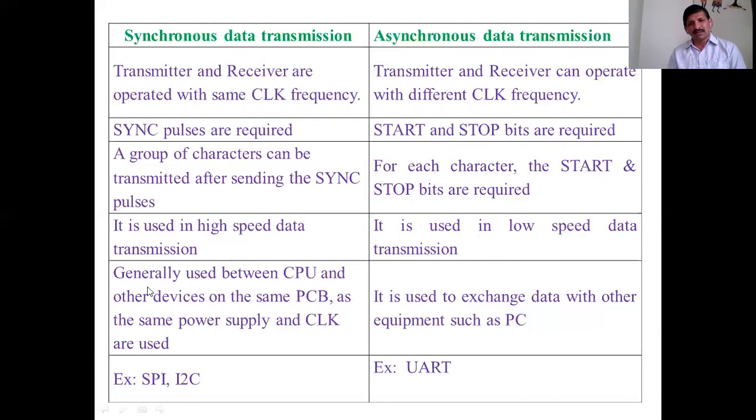Next, synchronous is generally used between the CPU and other devices within the PCB, with the same power and clock, like I2C and SPI. Asynchronous is used to exchange data with other equipment such as a PC, for example UART. So like that, synchronous data transmission differs from asynchronous data transmission.